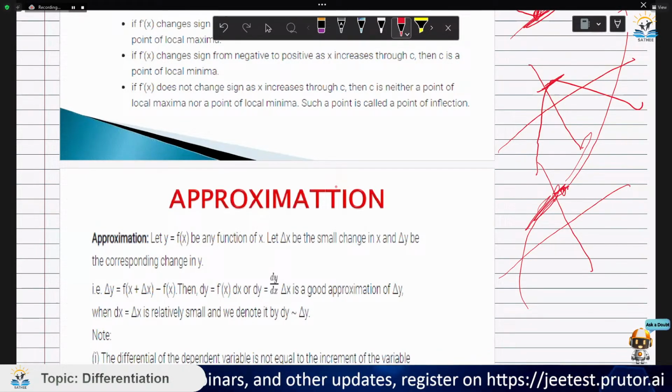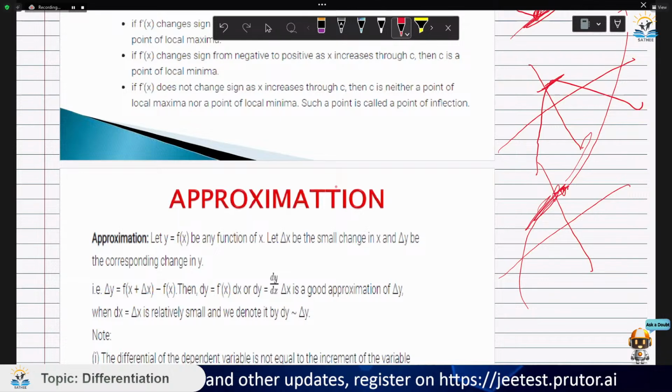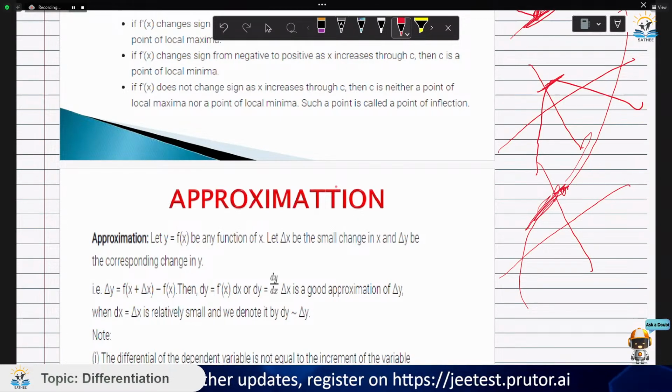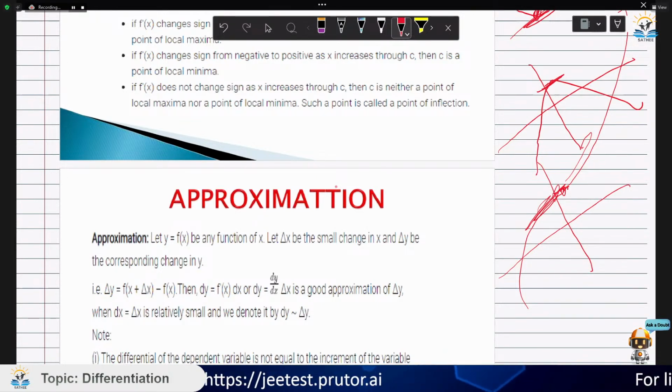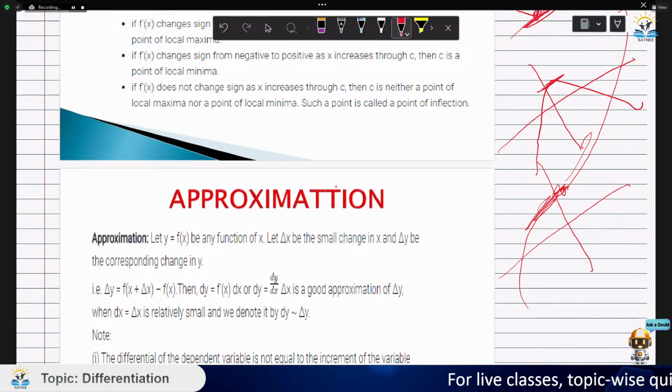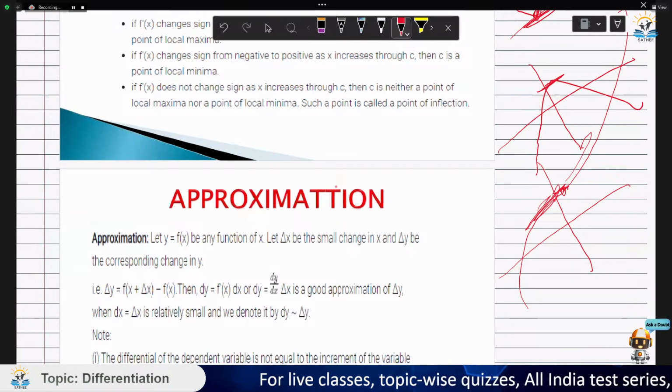cube minus 3x square plus 12x plus 5 belongs to minus 2 comma 4. Then the maximum value of the function is in the following value. Okay, so first we'll check if it's an increasing or decreasing function in the interval provided. So let's see that first.